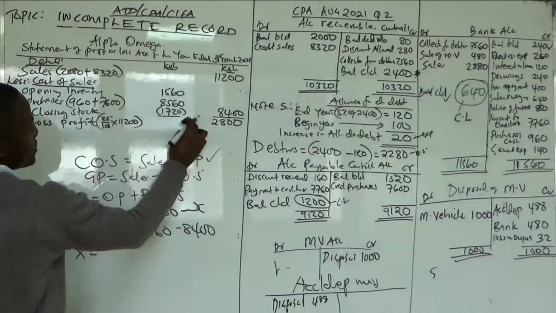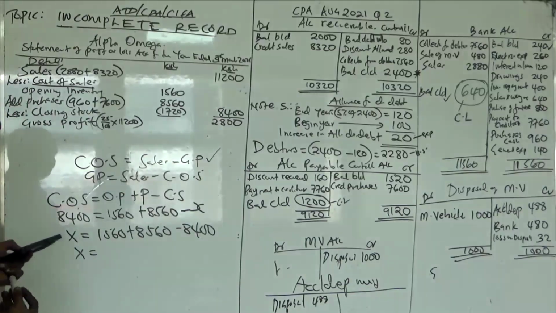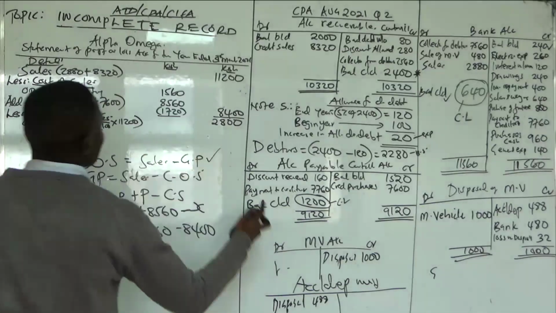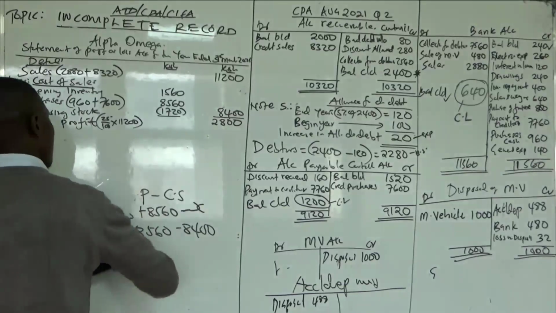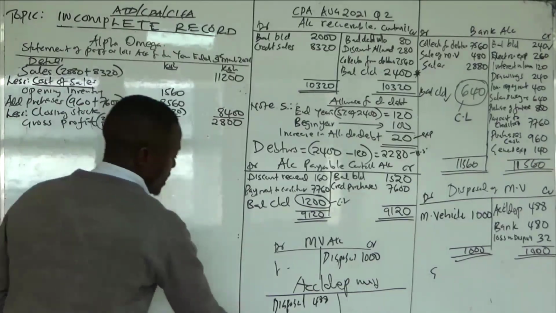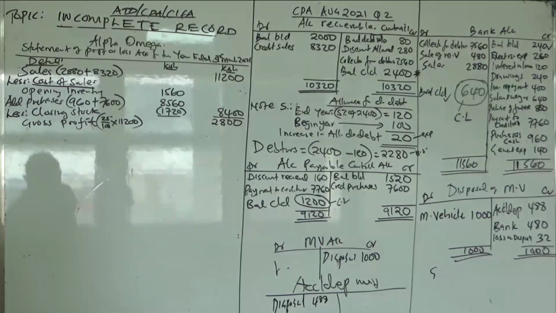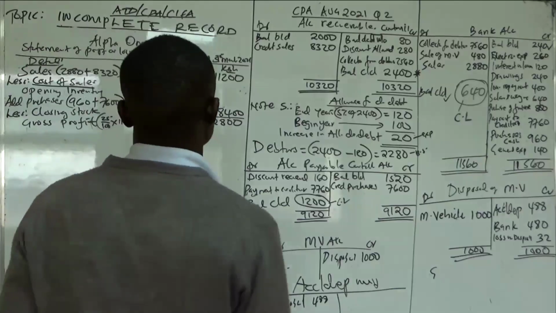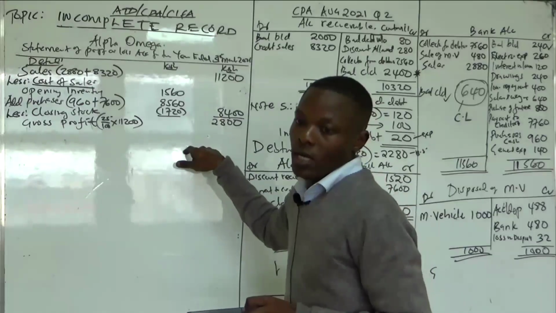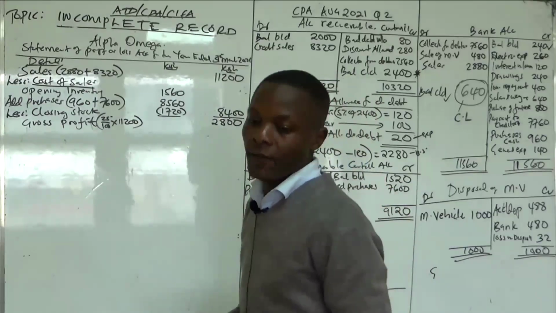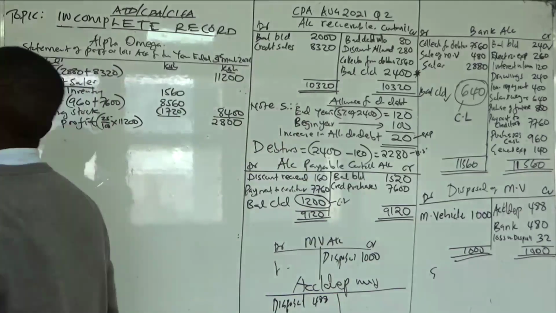Chukua hii plus hii minus hii. Inaleta nini? It is correct. Inaleta 8400. Tumeona sasa vile wanatafuta. Hiyo ndio kitu inaitwa incomplete record. Always easy if you think well.